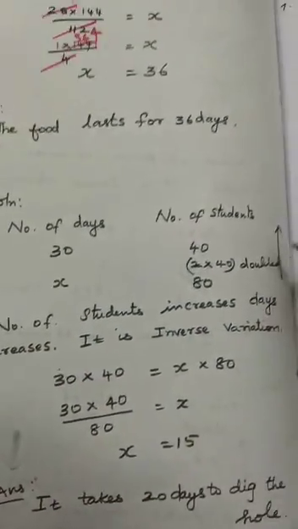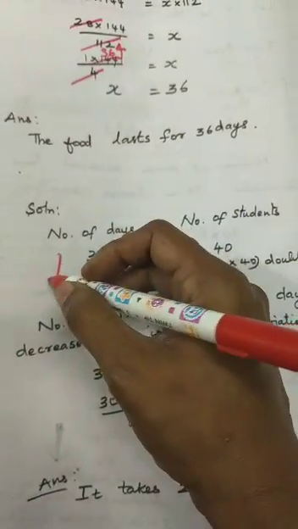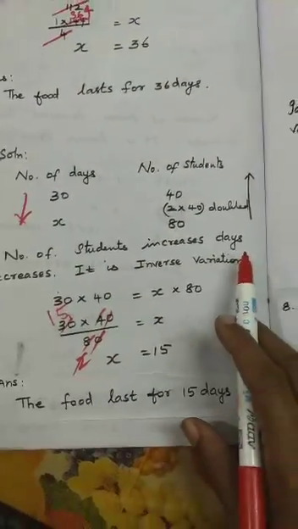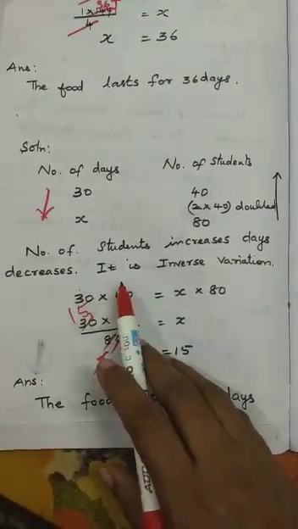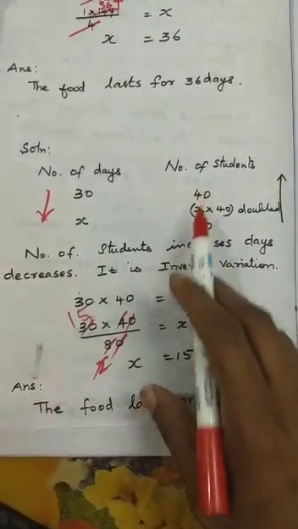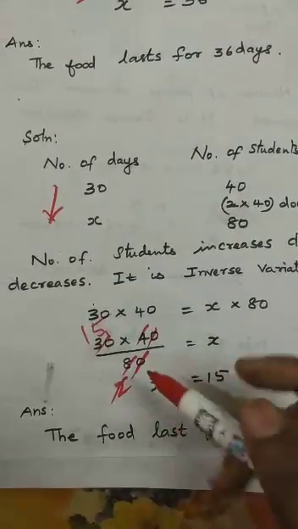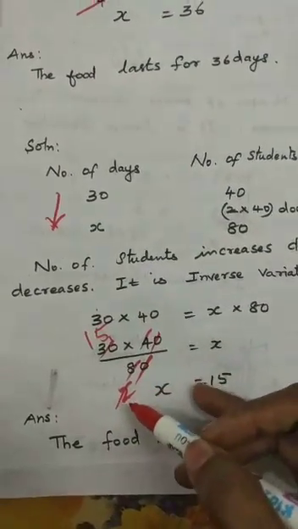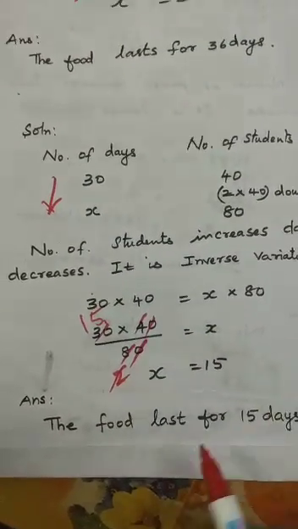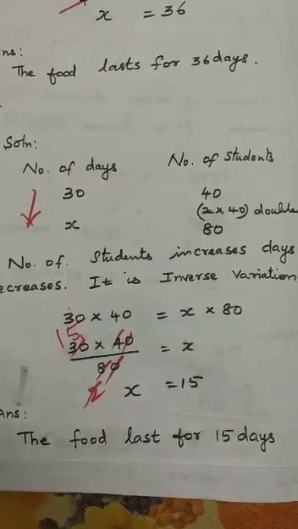Number of students increases, the days will decrease. Students increase, the days decrease. It is inverse variation. So 30 into 40 is equal to x into 80. So bring this 80 this side and you can cancel. And 2 times again you cancel, 15. So x is equal to 15. Answer: the food lasts for 15 days.